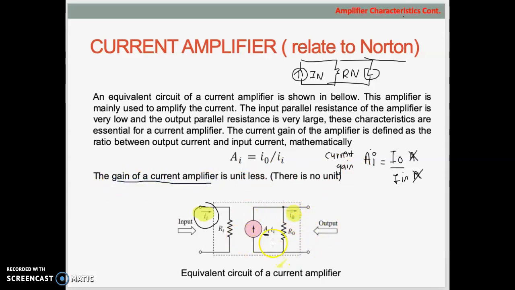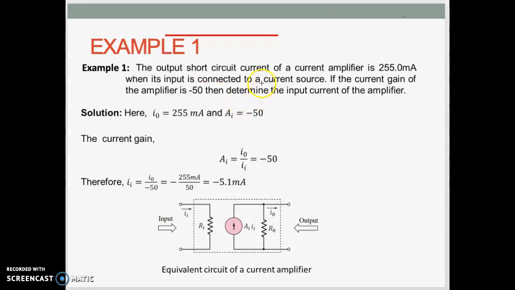What will be at the output? The output will be Norton, meaning you have this dependent current source, and the Rout will be parallel to this dependent current source. Your output here will be in terms of current, and your input also will be in terms of current. So this is why we call this a current amplifier. Okay, so let's do one example here.